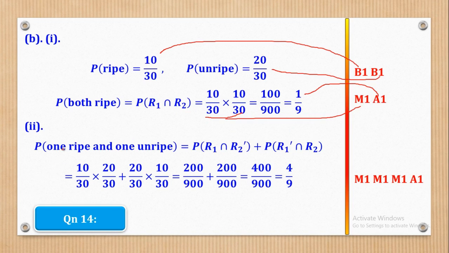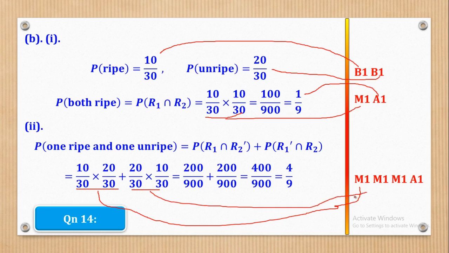Then Roman 2, they wanted one ripe and one unripe. So what we do, this M1 will be for this part. And another M1 is for that part. So when I multiply this to get this, and I also multiply this to get this, and I add the 2, I'll get another M1. So this M1 is for addition, adding the 2 probabilities. And this A1 is for the output. So basically that's how they can get the 8 marks.